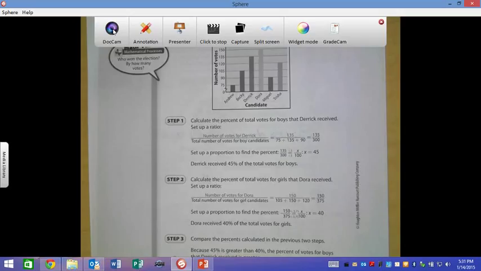When you work through the ratio, like the work on here shows, you will end up seeing that Derek received 45% of the total votes for boys. This is the pattern that you will use each time.